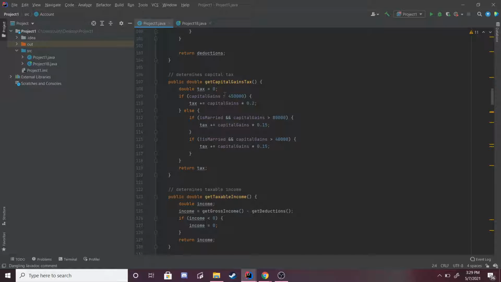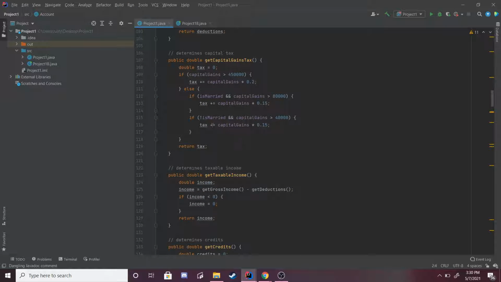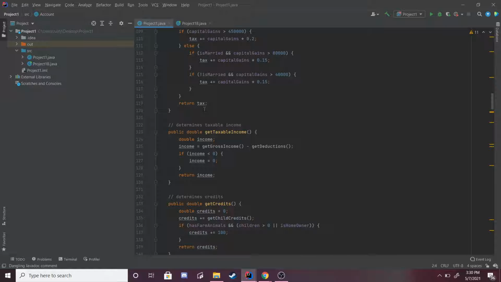Let's see, this getter determines our capital tax. So the tax is equal to 0 as a default. If the capital gains are greater than $450,000, tax plus equals capital gains times 0.2. Unless they're married and the capital gains are greater than 80,000, tax plus equals capital gains times 0.15 or 15%. If they're not married and the capital gains are greater than 40,000, the tax plus equals capital gains times 15%, and this getter returns tax.